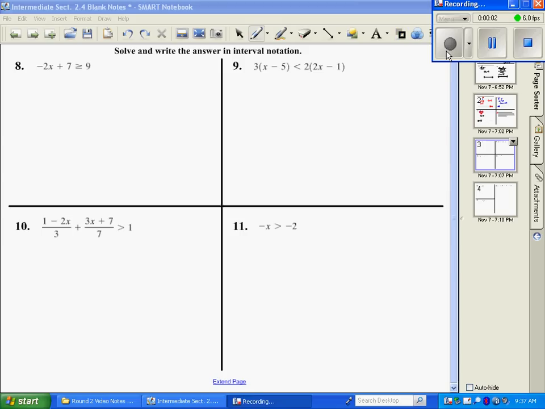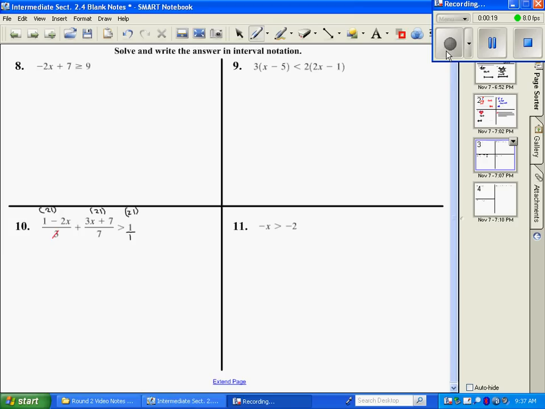Okay, we're going to continue with number 10. First thing we want to do is put this over 1. We get a common denominator, and our common denominator is going to be 21. So if I multiply every term in the problem by 21, now I want to simplify.